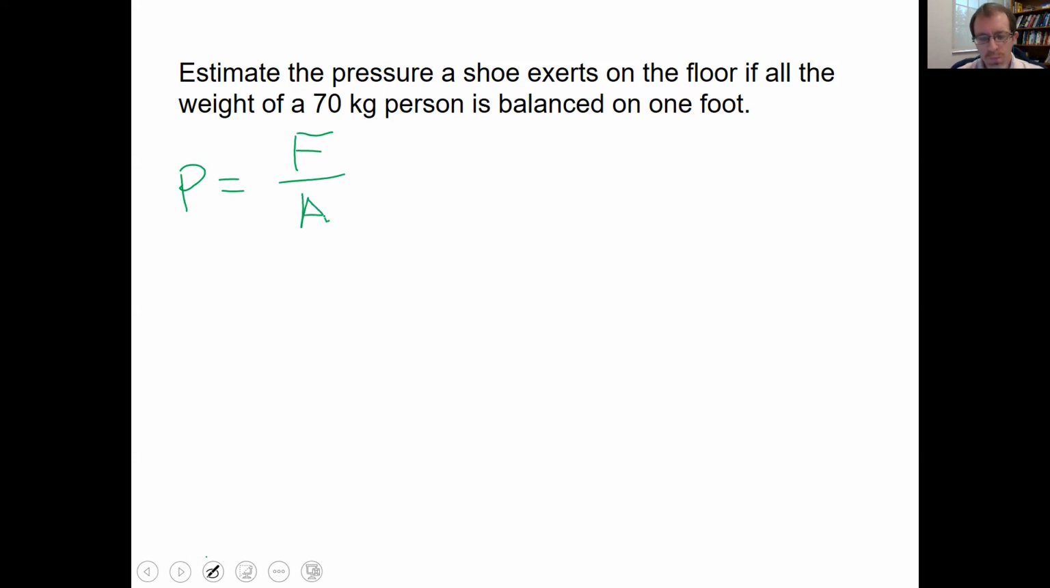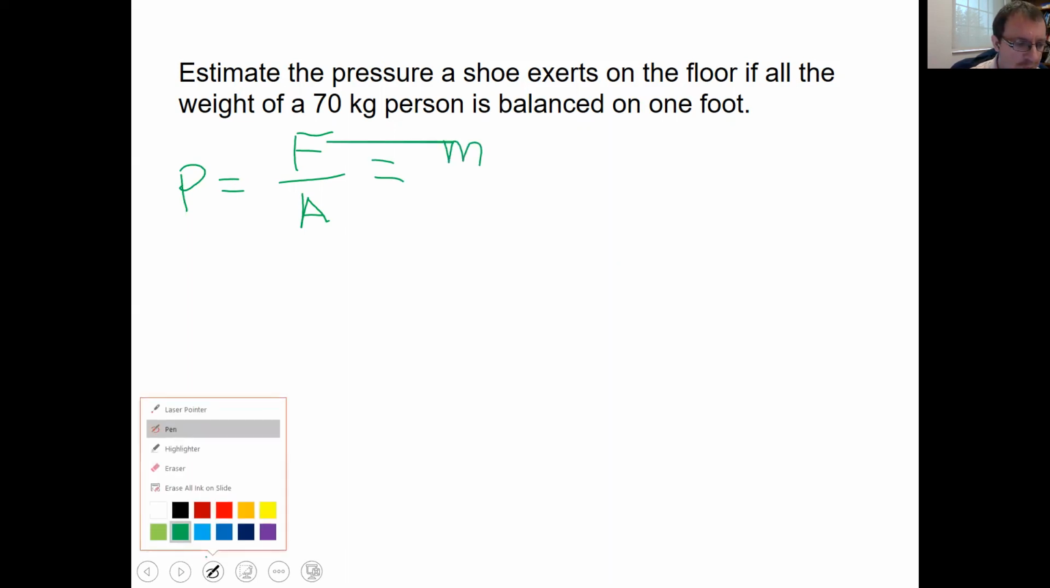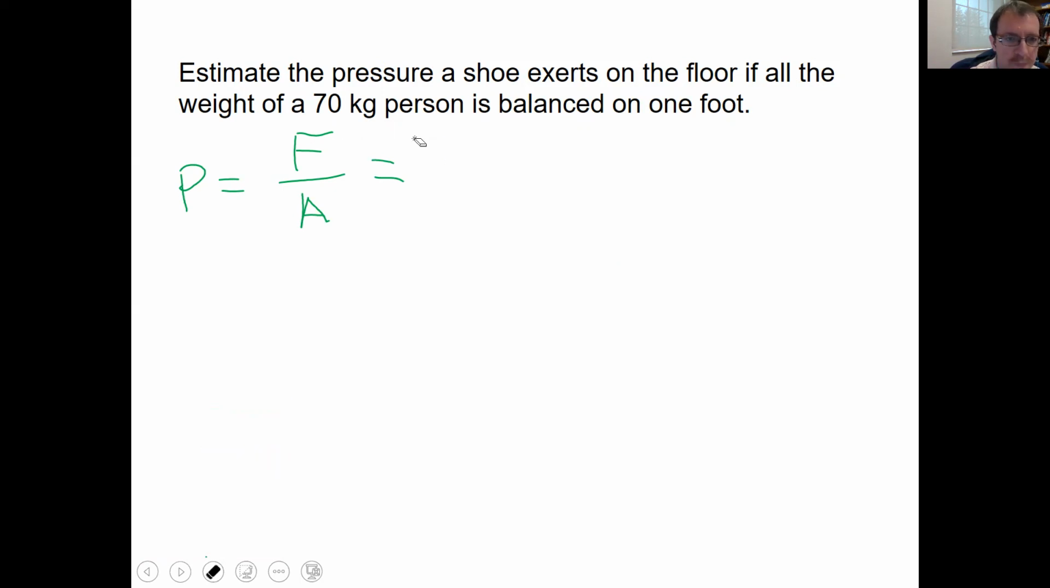Well, what force is it exactly that's acting? What's the size of the force that's pressing down on the floor? Well, the size of that force is equivalent to my weight. And we remember that weight is equal to mass times gravity. That was from the blood problem, but we also remember that from physics 1. So weight is mass times gravity, and then we're dividing by the area of the bottom of the shoe.